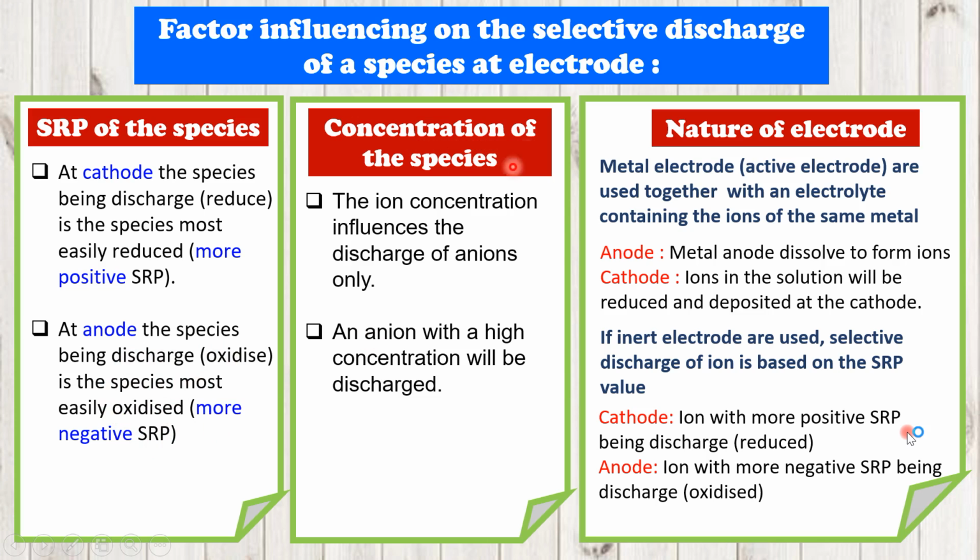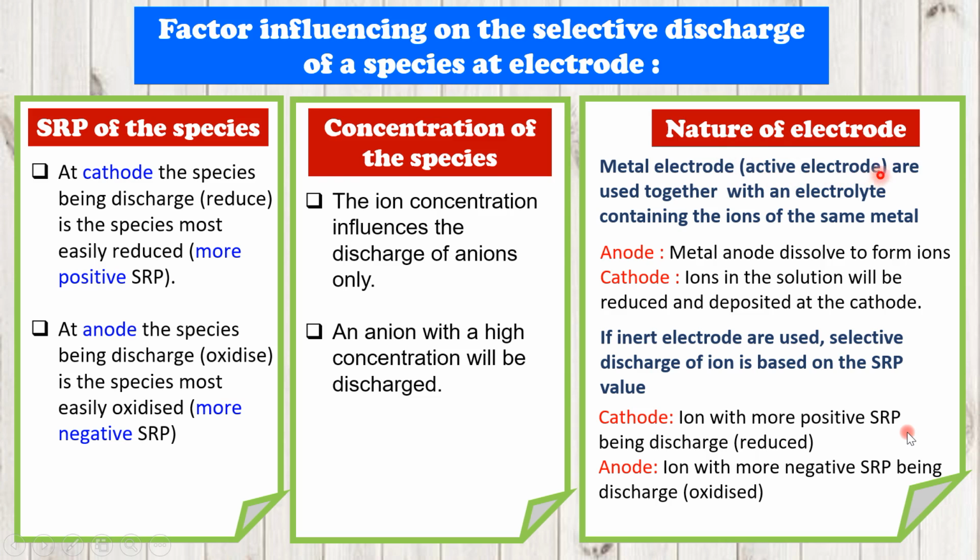Second factor is concentration of the species. The ion concentration influences the discharge of an ion only. An anion with a high concentration will be discharged. Factor number 3 is nature of electrode.